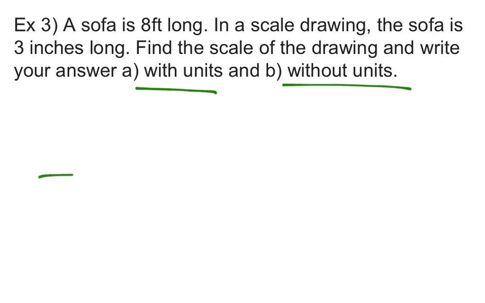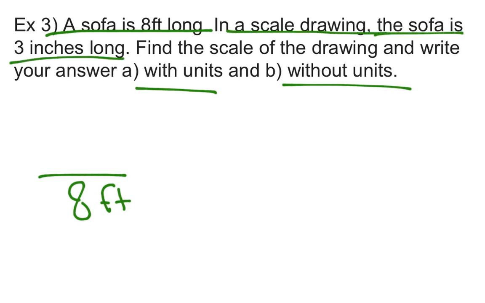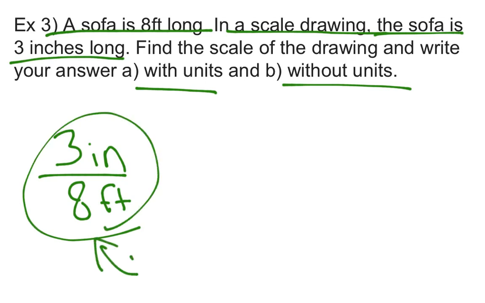A scale is just a ratio. Let's look at our first couple sentences. A sofa is 8 feet long. That's real life, so that goes on bottom, 8 feet. In the scale drawing, the sofa is 3 inches long. Well, that's the fake part, so that's 3 inches. Look at this: 3 inches in the drawing compared to 8 feet in real life. This is what we call writing our scale with units, because we have inches and feet.